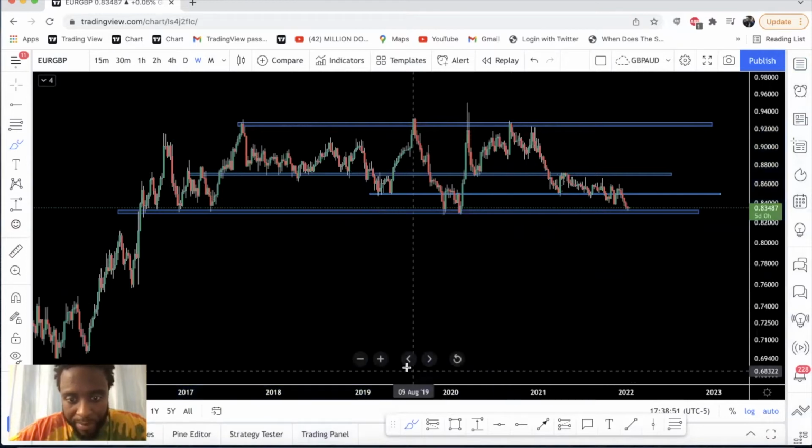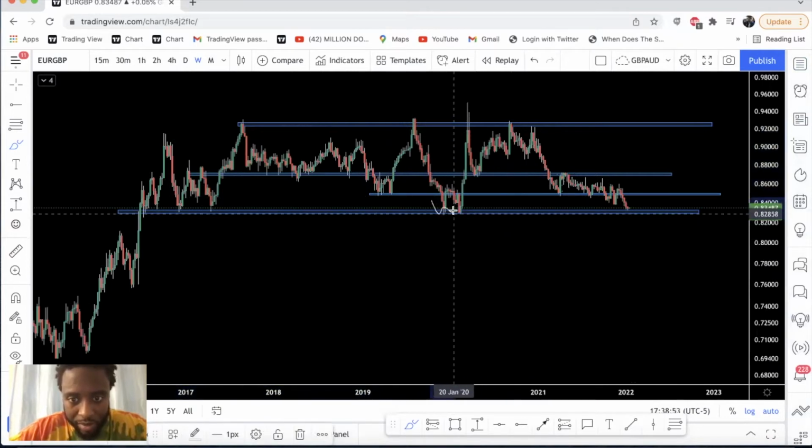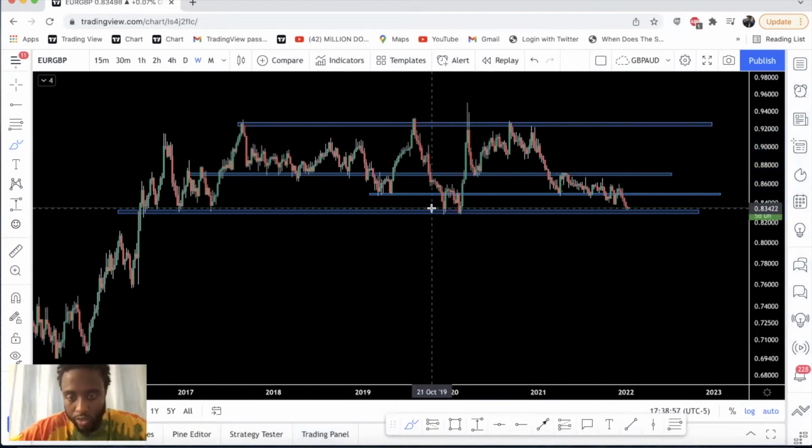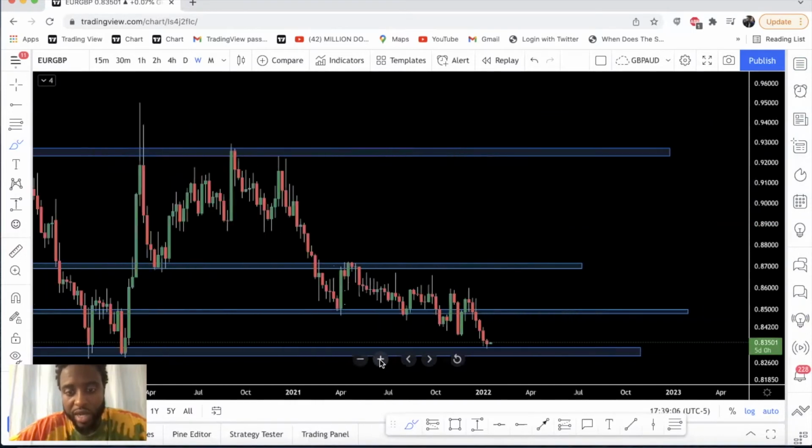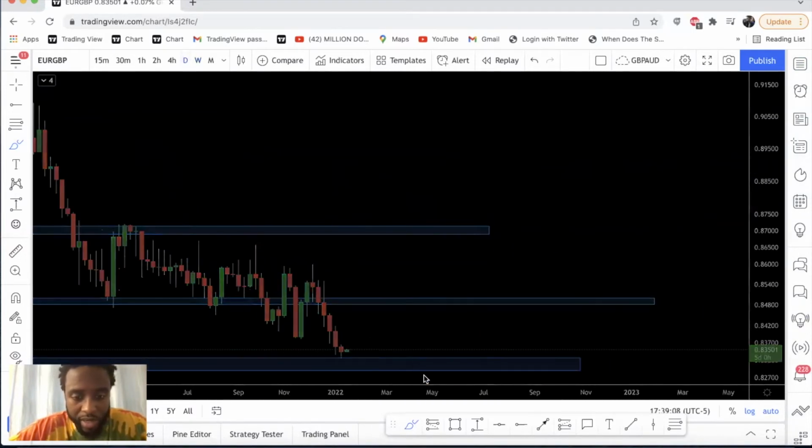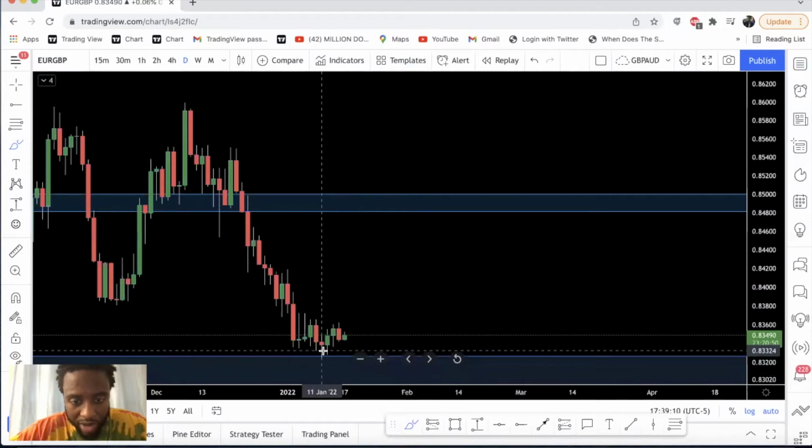So I'm anticipating for price to respect the same level of demand that it's been respecting for the last six years, or five years or so, you know what I mean? So if we look at it now, I want to anticipate a bounce from this level. Price is holding this right now.